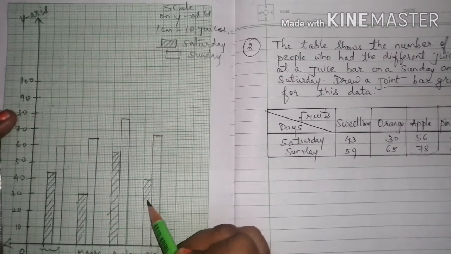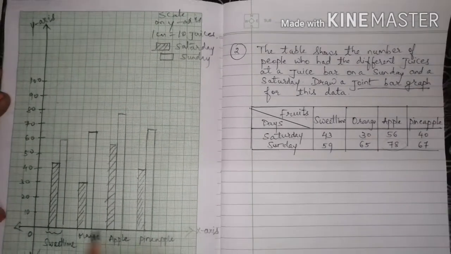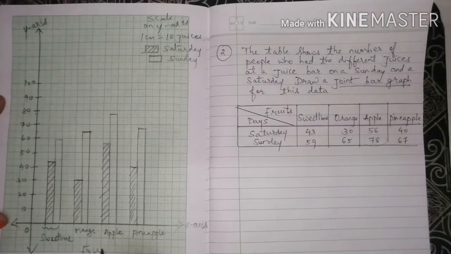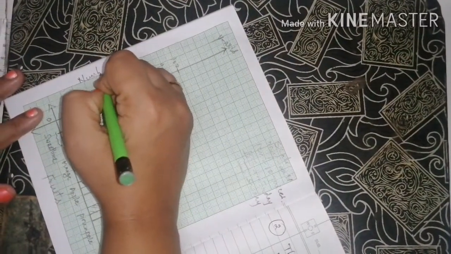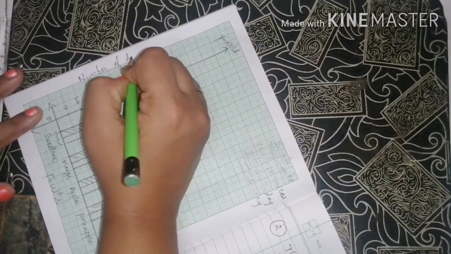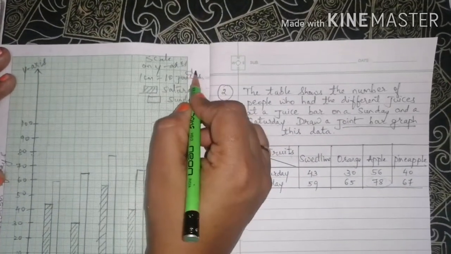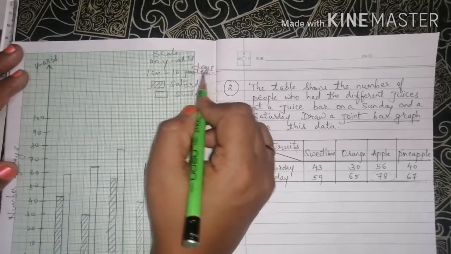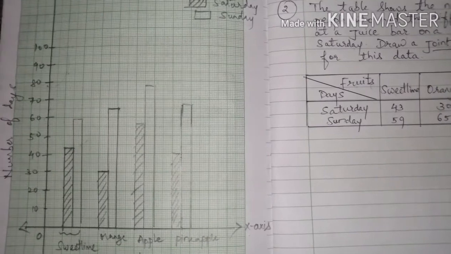This one is Saturday, you have to shade it. So here we have done, these are the fruits and these are the number of days. So here we have done with our second question.